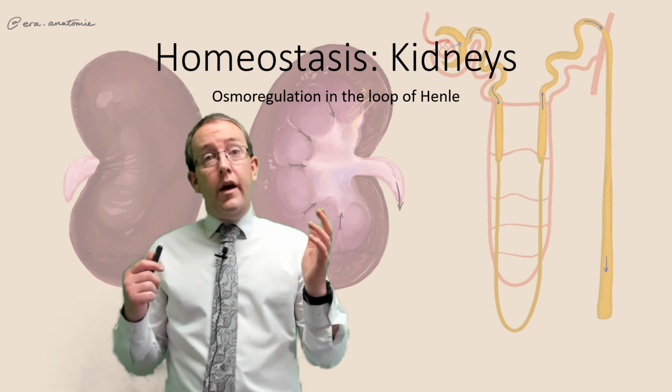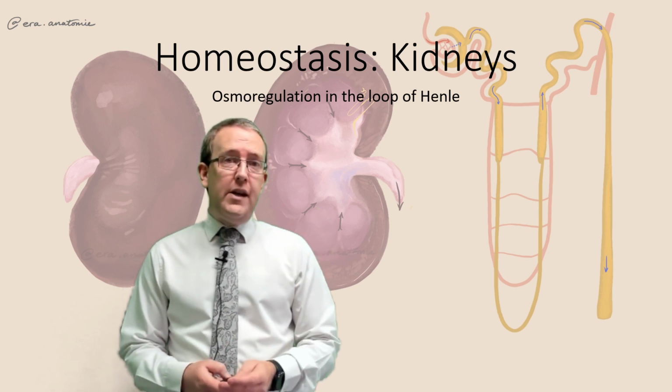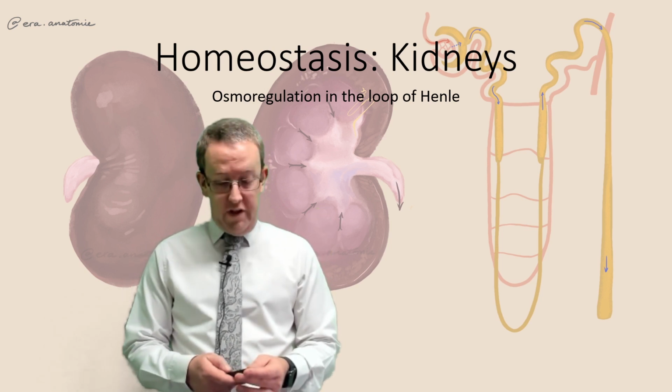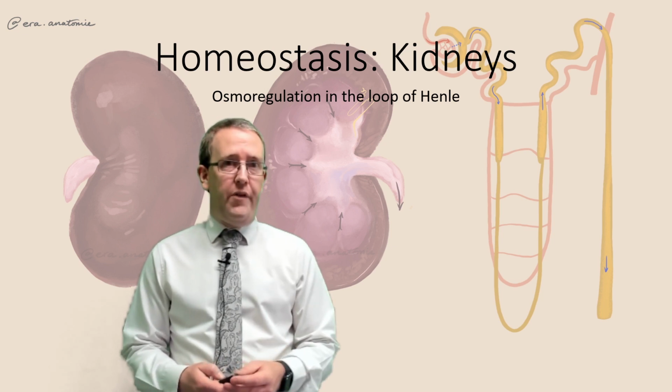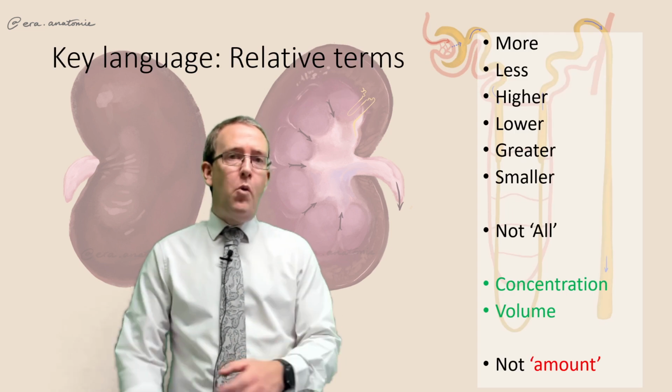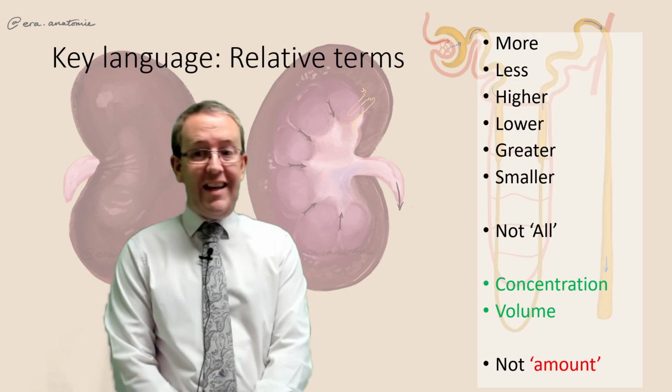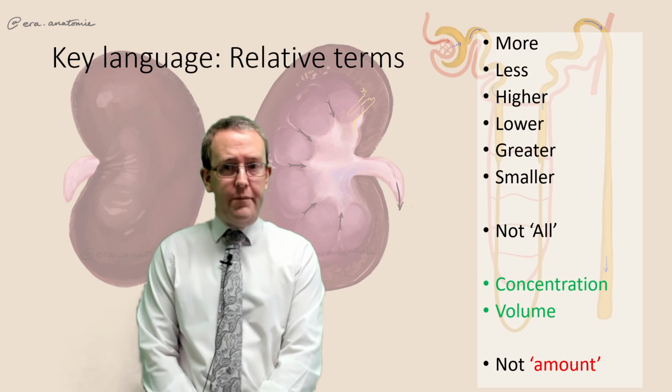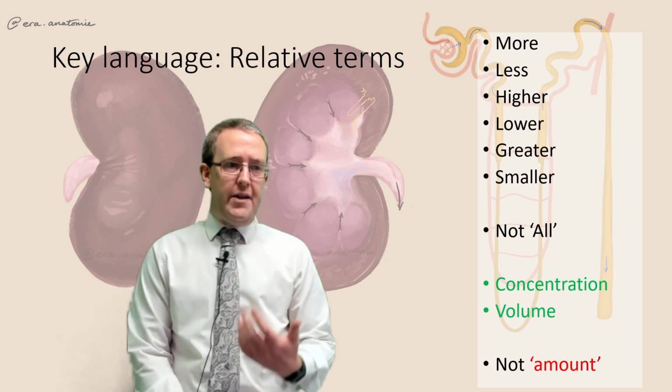So, this one, I would say, is probably the number one area that students get confused by: what goes on in the loop of Henle. It is very different and additional to what you did at GCSE, but I think the number one thing you can get right to make it easier is the language, okay? So we need to be using relative terms here.